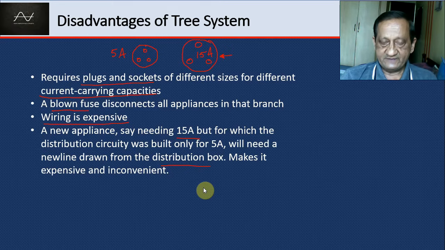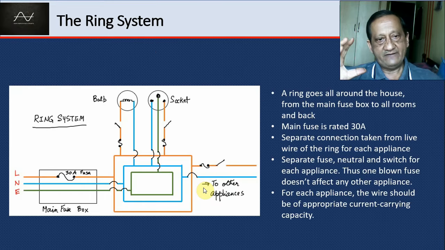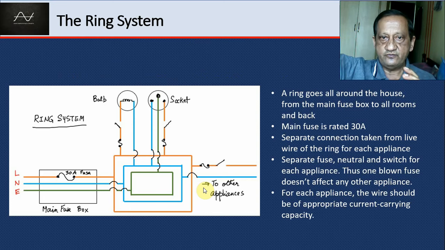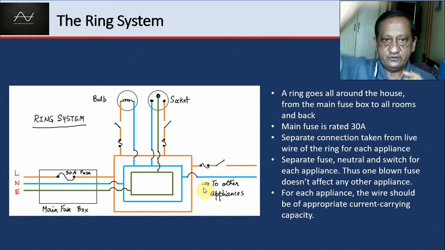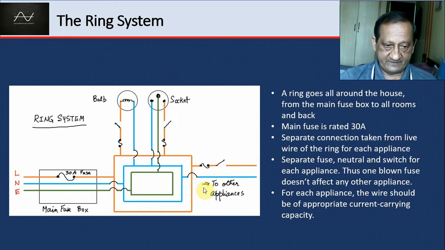So we can get rid of some of these problems with the ring system. Instead of a tree, the tree was what? We had the live, neutral, earth coming to a distribution box, then one branch goes to room 1, another branch goes to room 2, another branch goes to room 3, like a branch of a tree. Here we don't have a tree, we have a ring. You see, we have a ring.